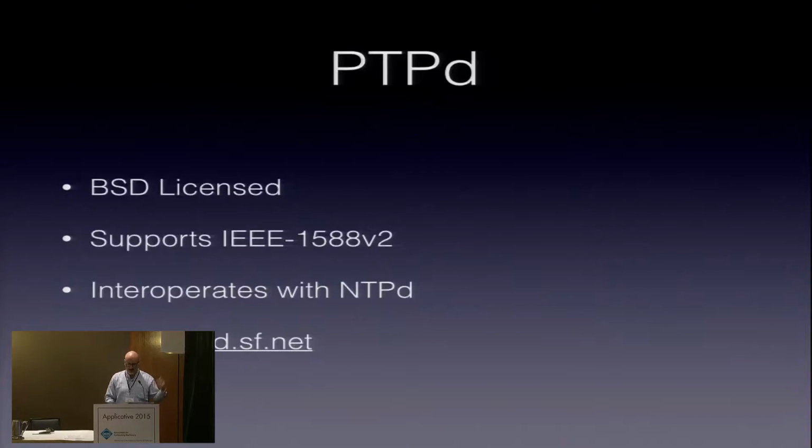So I talked a lot about PTPD. This is a BSD licensed open source version. It originally supported IEEE 1588 v1, and then thankfully that went away. So we went to v2, and the code got a lot cleaner. It'll actually interoperate with NTPD. It can talk to the NTPD if it needs to. Currently it's on SourceForge. It will eventually be on GitHub. Once our next release goes out, we're going to move to GitHub because it's what all the cool kids are doing now.